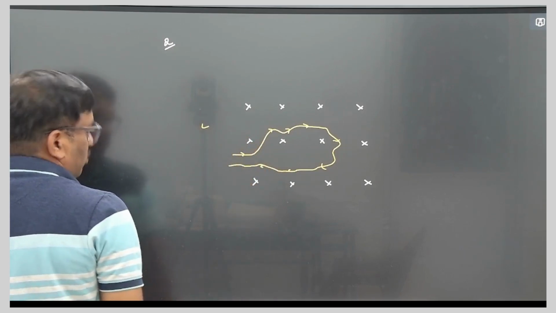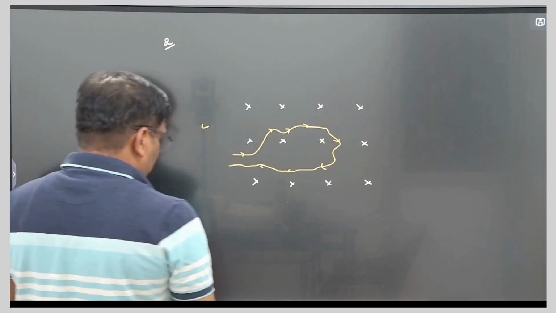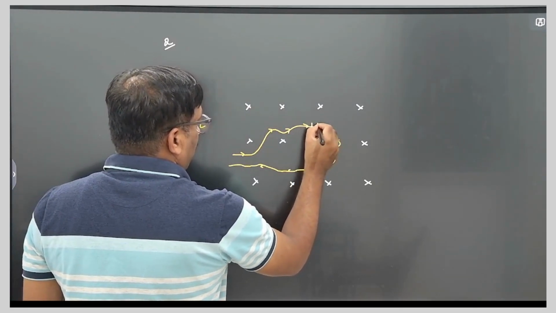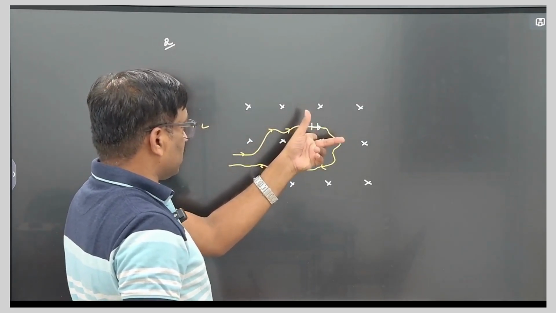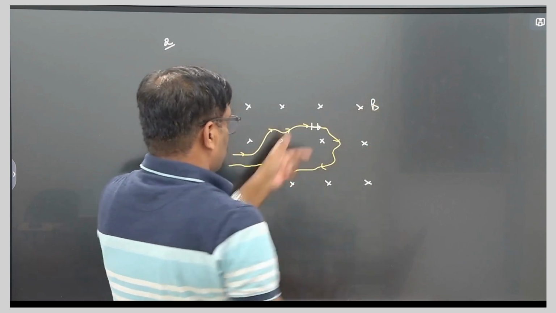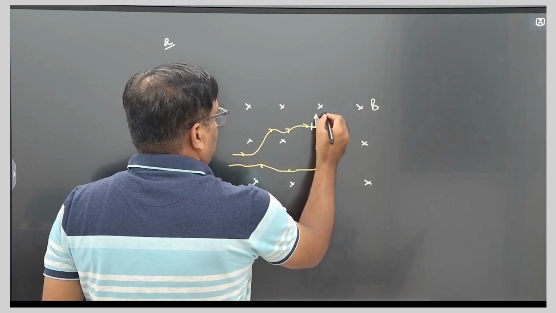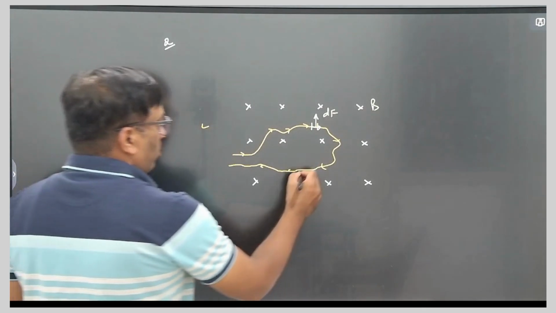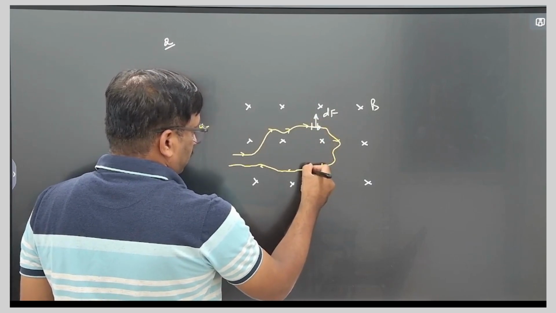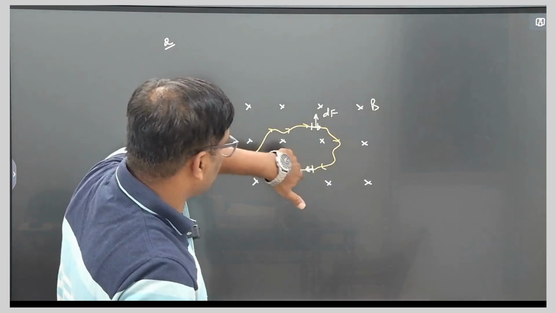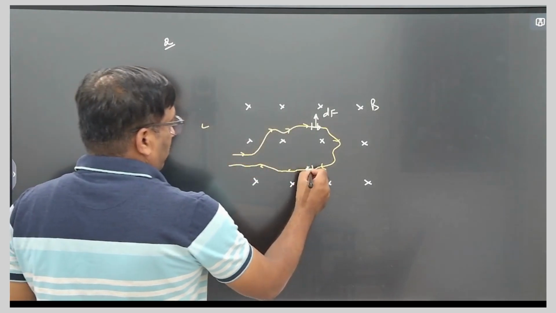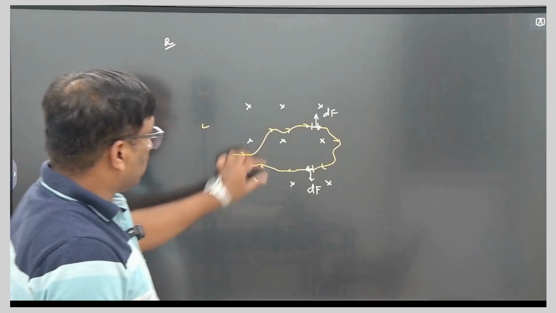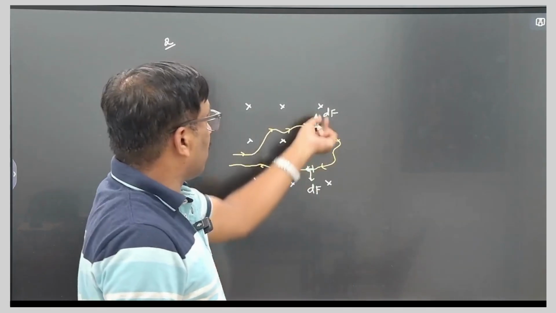Now what will happen to this coil? If you take one small part of it, current is flowing like this and the magnetic field is inside, so it will experience a force in the upward direction. That is dF, because it is a small part. Like that, take another part exactly opposite. This is the current, this side is the magnetic field, and it experiences a force in this direction, dF. So every part experiences an outward expanding force.